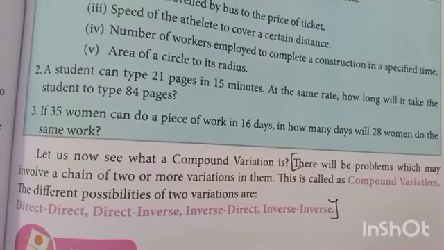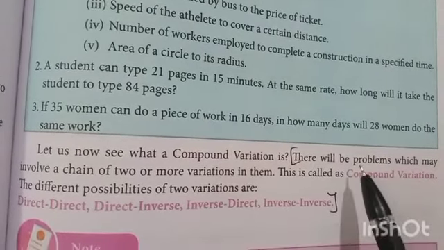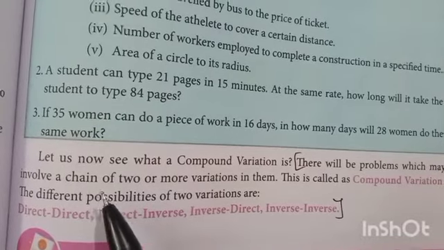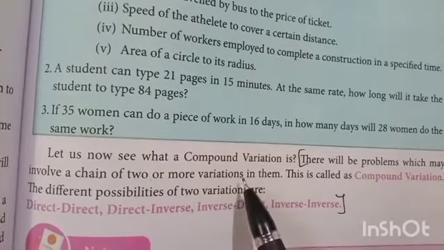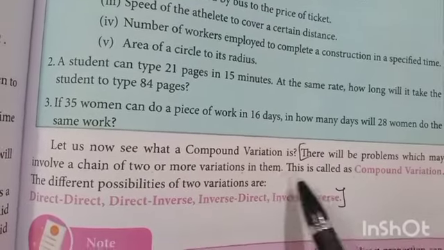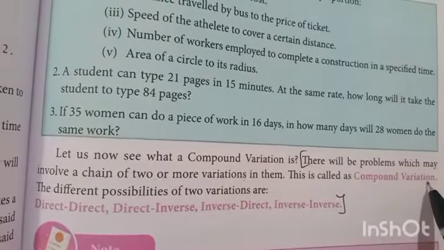Now the definition of compound variation. There will be a problem which may involve a chain of two or more variations in it. This is called a compound variation.